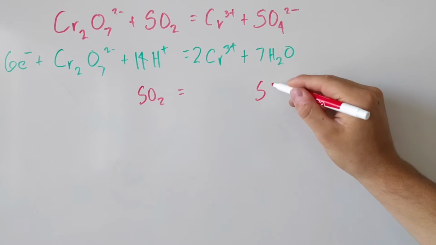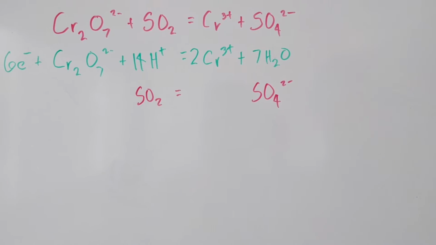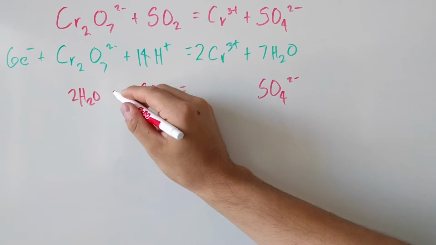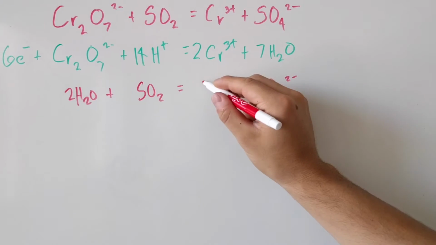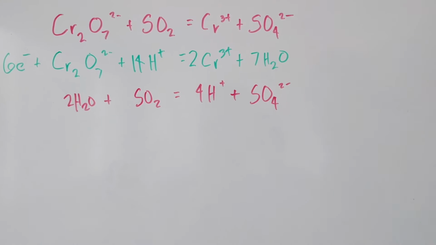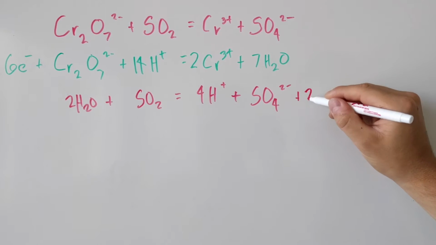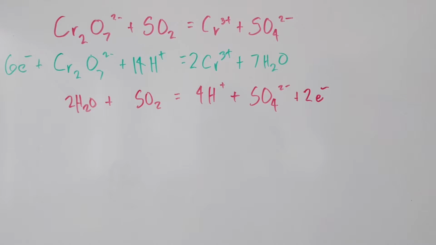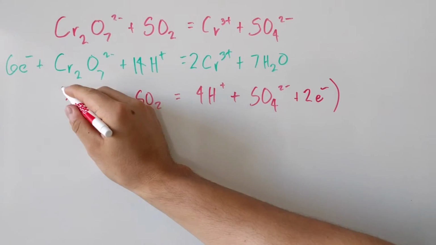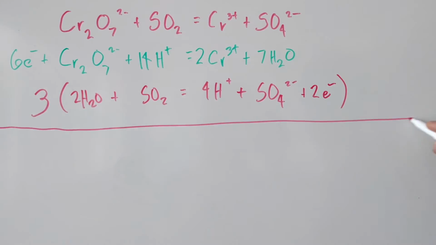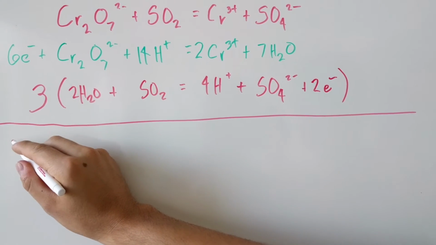Sulfur does not need to be balanced, so we add 2 waters to balance oxygen, 4 hydrogen ions to balance hydrogen, and then 2 electrons to balance the charge. The second half reaction must be multiplied by 3 so that the electrons transferred are equivalent.